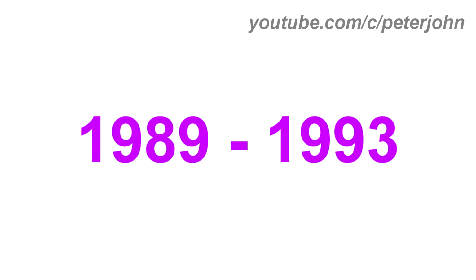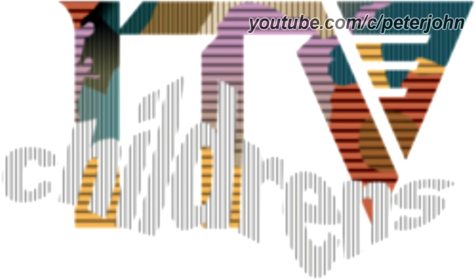1989 to 1993, there is the word ITV in a lot of colors, and on it there is the word Children's made out of a lot of black and white lines. Here is a bumper.